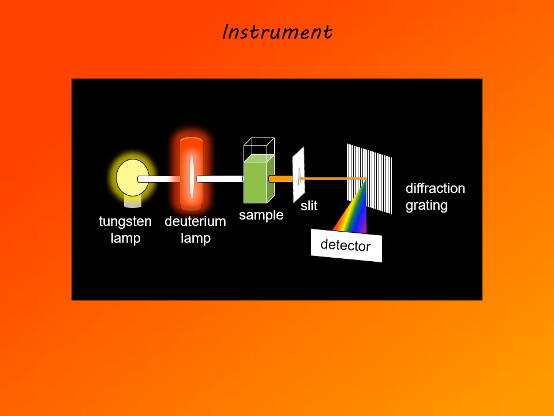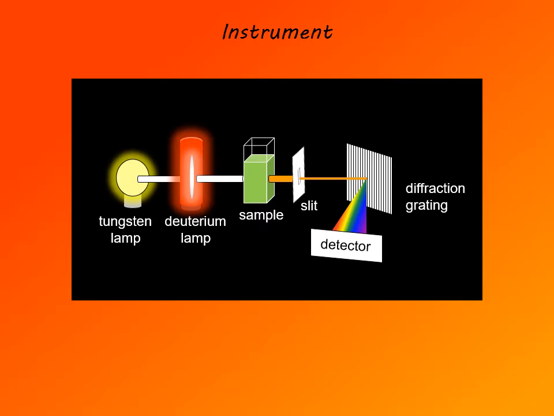Instrument that is used in this type of spectroscopy is relatively simple. It contains energy source, and that energy source is typically a tungsten lamp which serves as source of visible light, and deuterium lamp that is source of ultraviolet radiation or ultraviolet light. So both lamps are actually turned on, and light from or radiation from both sources passes through the sample, and that sample is in a cuvette. There are different sizes cuvettes, but usually we use 1 centimeter long cuvette.